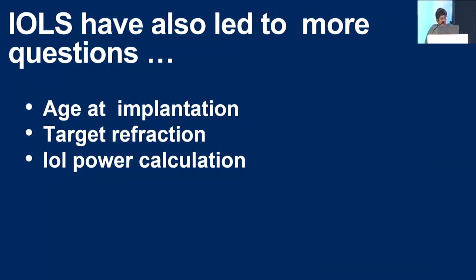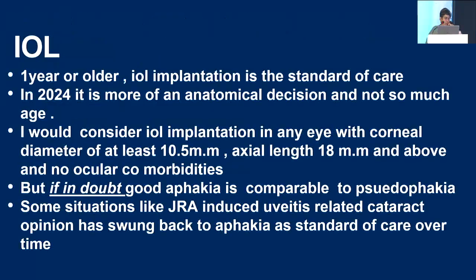So IOLs have also led to more questions: what age you should implant, what is your target refraction, and what is the IOL power calculation. So 1 year or older is the standard of care for IOL, but in 2024 it's more of an anatomical decision and not so much the age. I would still consider IOL implantation in any eye with a corneal diameter of at least 10.5 millimeters and axial length of 18 and no ocular comorbidities.